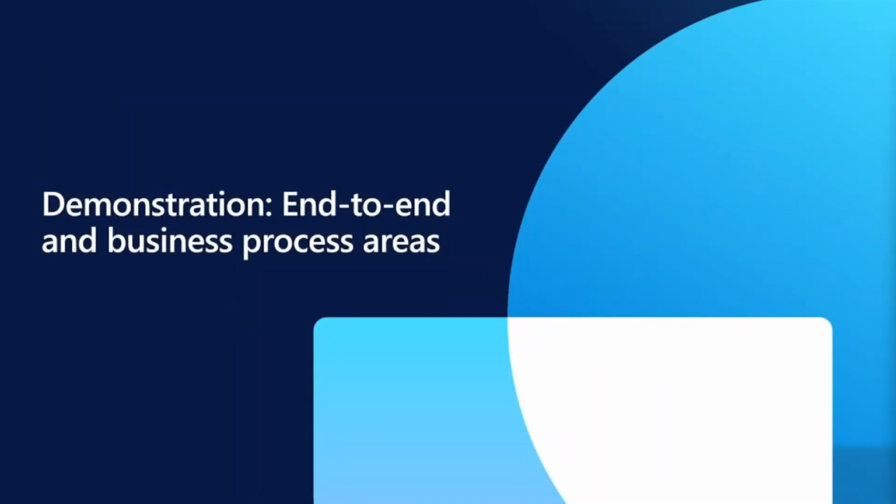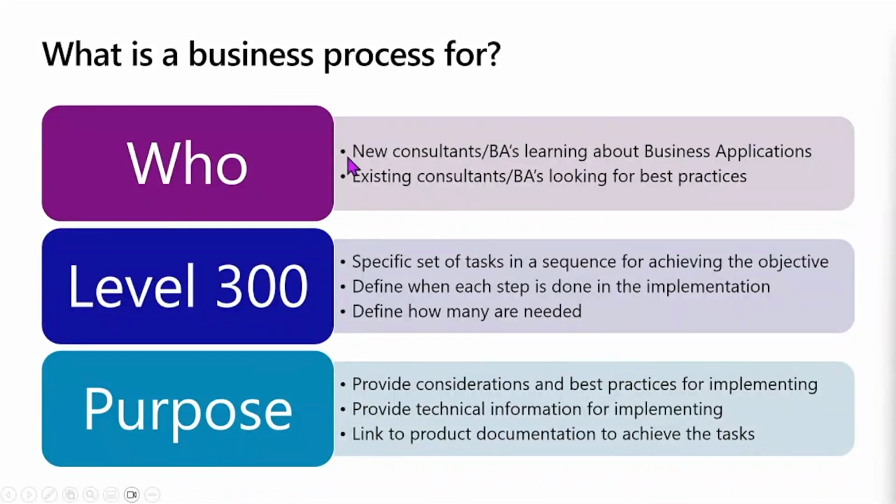So I want to switch back before I dive into the business processes and talk a little bit more about what the business processes and patterns are for. So the business processes are designed for those consultants and business analysts that are learning about business applications, or existing consultants and business analysts looking for best practices. They are written at a level 300 and they provide a specific set of tasks in a sequence that are required for achieving that objective, right? Because it is a business process. So it's like, how do I actually achieve that?